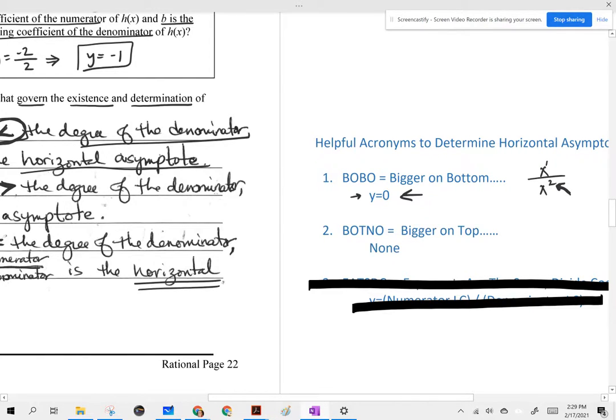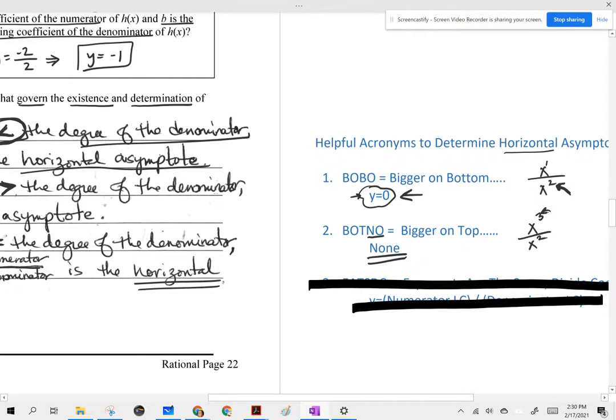Number 2, BOTNO. Bigger on top, that means there isn't any. There's no horizontal asymptote. So let's say that I have x cubed over x squared. Because the exponent is bigger on top, that means there is no horizontal asymptote. And remember that y equals 0 is the equation of a horizontal asymptote.